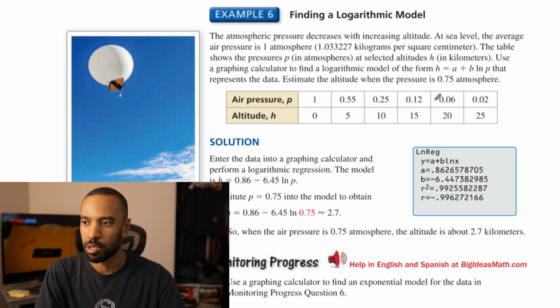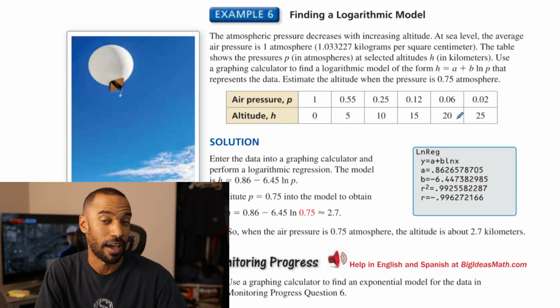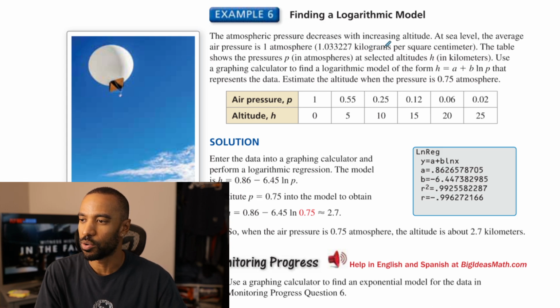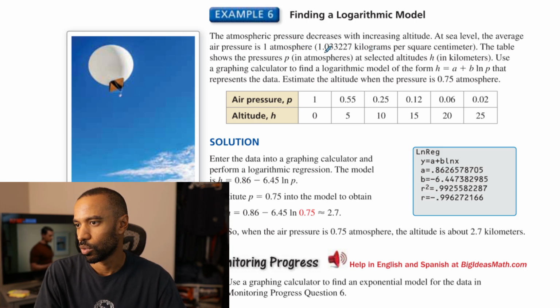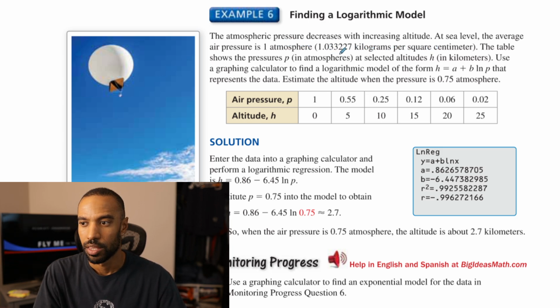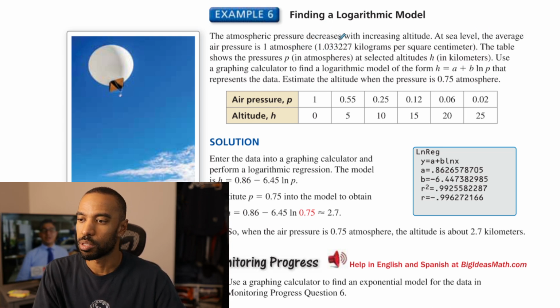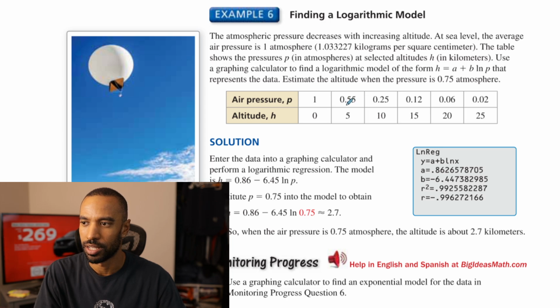Notice how the independent variable is changing by a varied amount while the y values, the dependent variable, are actually constant. The atmospheric pressure decreases with increasing altitude. At sea level, the average air pressure is 1 atmosphere. They're being very specific as to what that is. The table shows the pressures P in atmospheres at selected altitudes H in kilometers. So 5 kilometers up, this is the pressure in kilograms per square centimeter, etc.